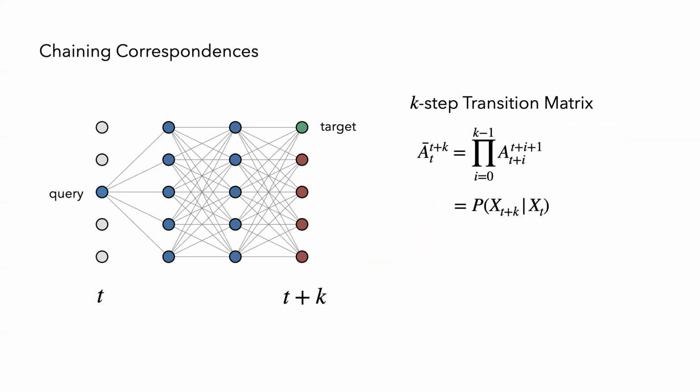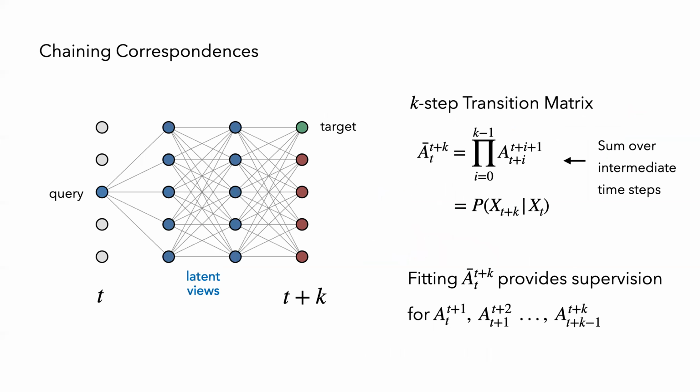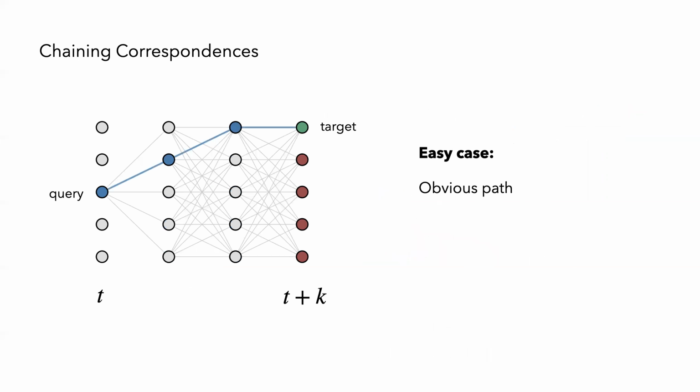More interestingly, we can consider what happens when we fit the k-step walk. To compute the k-step transition matrix, we simply multiply all the intermediate transition matrices, essentially summing over all the intermediate time steps. So in this way, when we go to fit the k-step transition matrix, we're actually providing supervision for all these intermediate transitions, and therefore providing supervision to all the latent views that we use to chain these paths together. In an easy case where correspondence is obvious, there might not be too much to learn.